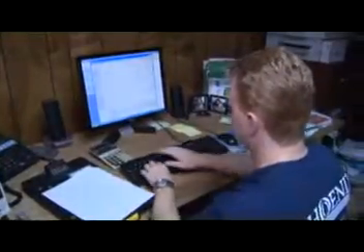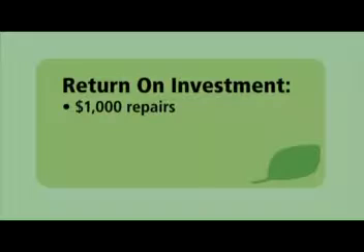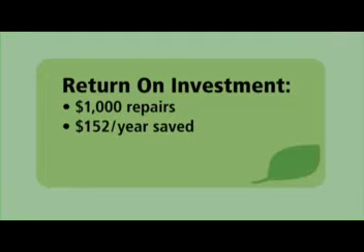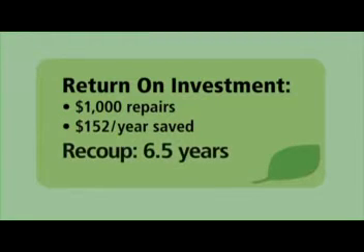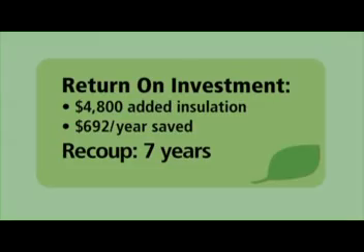The modeling program calculated that the homeowner would need to spend approximately $1,000 to fix the air infiltration problems. She would save $152 a year on energy bills, so payback would take about 6 years. Adding insulation to the exterior walls would cost about $4,800. The energy savings would be $692 per year, so payback would take approximately 7 years.